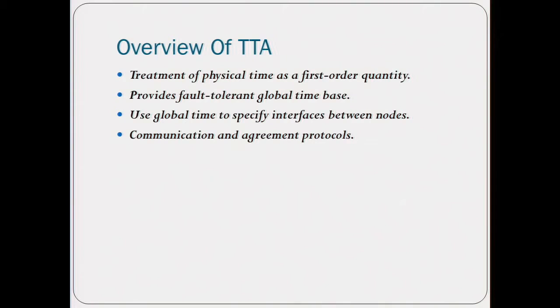So how am I going to do that? I'm going to use the same mechanism as in circuits, right? I'm going to have a buffer where I write, and then I transfer this writing into the reading buffer, and the reading buffer is what sends out the data. Okay? So this is the way in which I'm going to do that. The global time, again, uses specified interfaces between nodes, and communication and agreement protocols are the key issues, right?